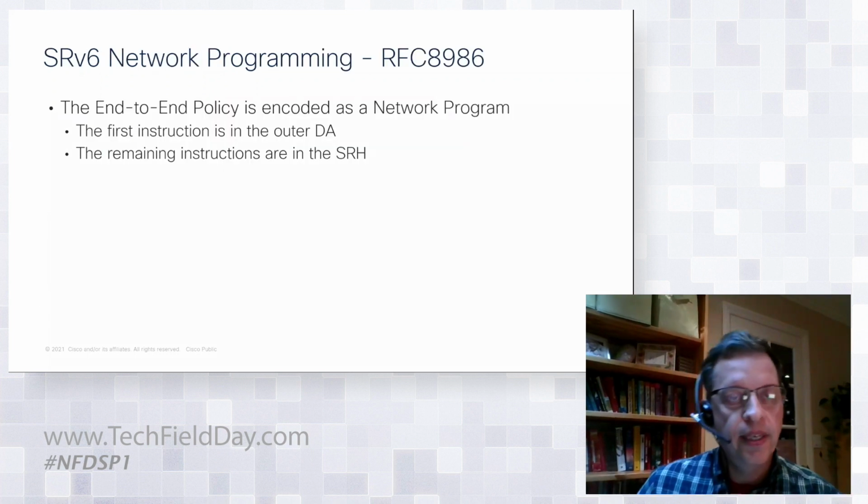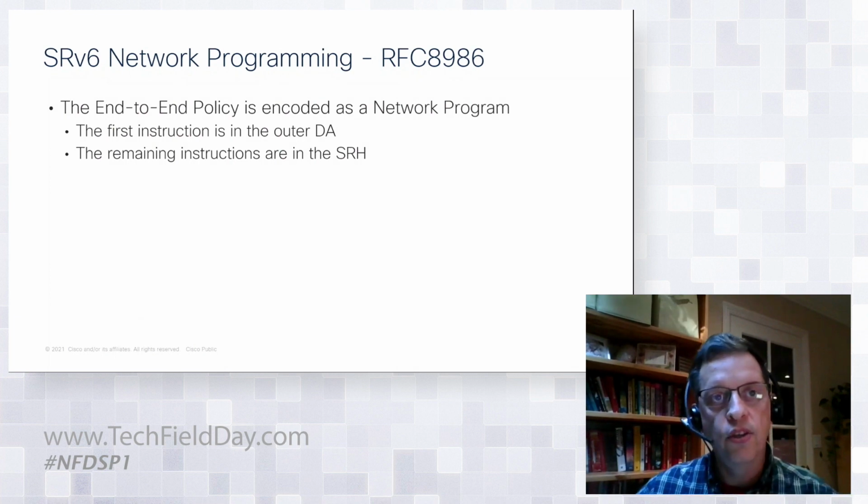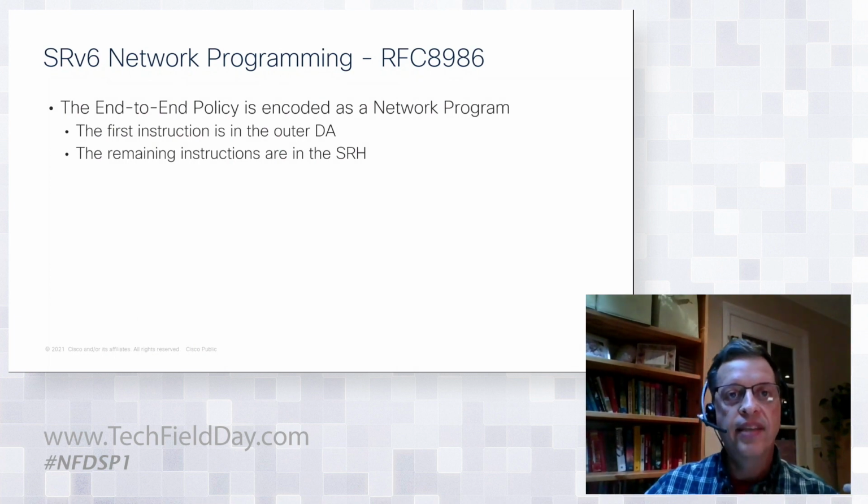The key concept that SRv6 brought to the industry in 2017 is the concept of network programming. By the way, network programming is now a proposed standard at the IETF, RFC 8986, and it conveys the key point that an end-to-end policy is encoded as a network program, where the instructions are either in the outer IPv6 header destination address, as well as in the segment routing header extension that is part of that outer IPv6 header.